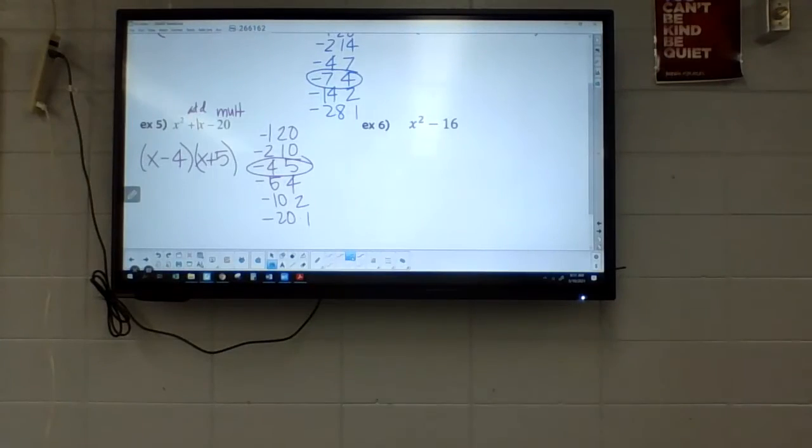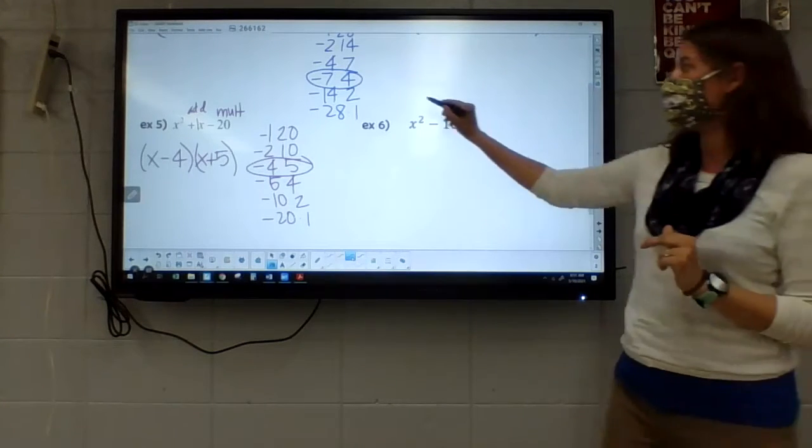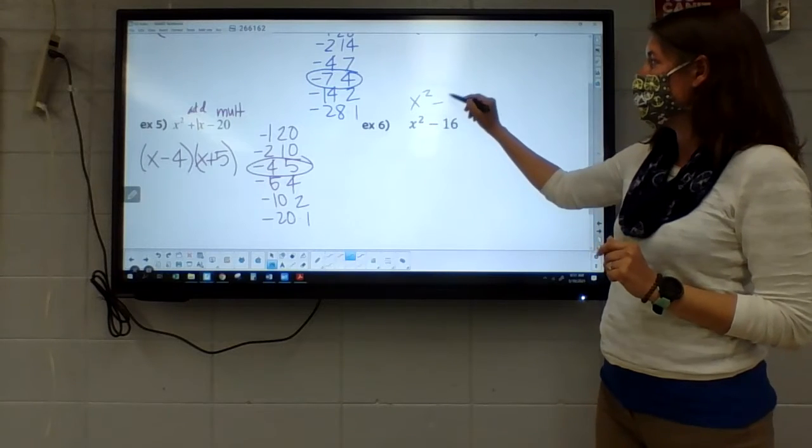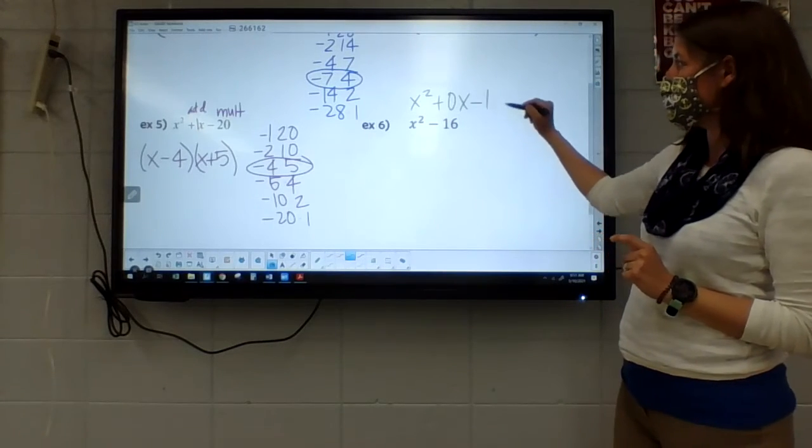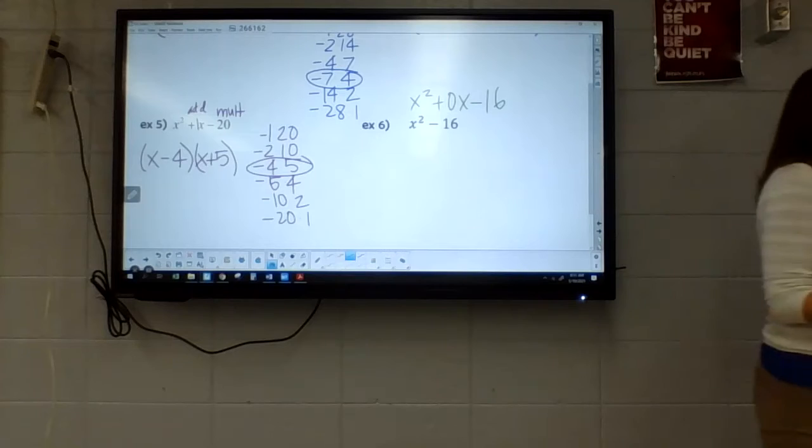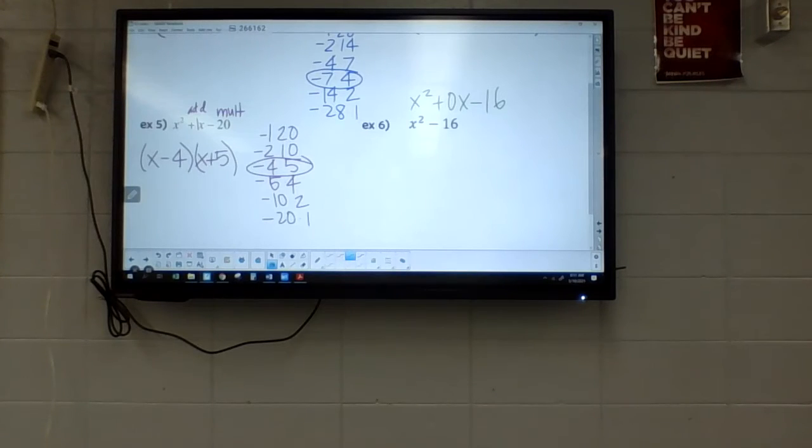All right, so this next one, any ideas on what we should be multiplying to get and what we should be adding to get? This one's a little bit more tricky. What do you think, Justine? Yeah, so there's no middle term here. That x term in the middle is missing. There's no x in this one. So that middle term is missing, so it's actually like a 0x.